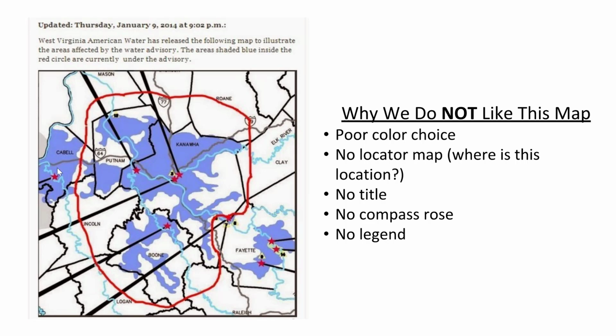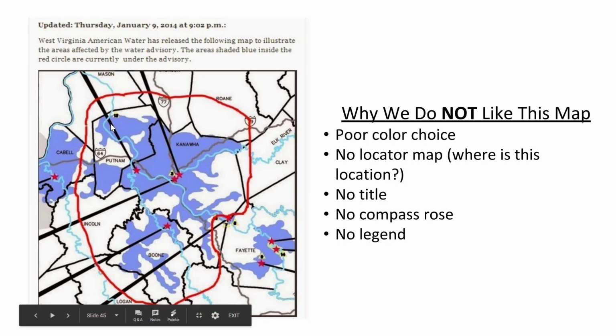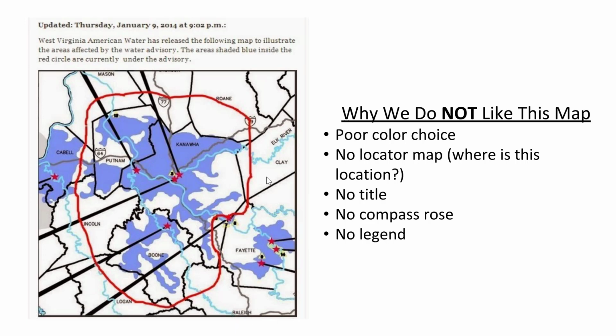I'm not sure. This red line around it, is that a road? I'm still just not really clear on what's going on. There's no locator map, so we're not really sure where this is located. There's no title, there's no compass rose, and no legend. So overall, not a great map.